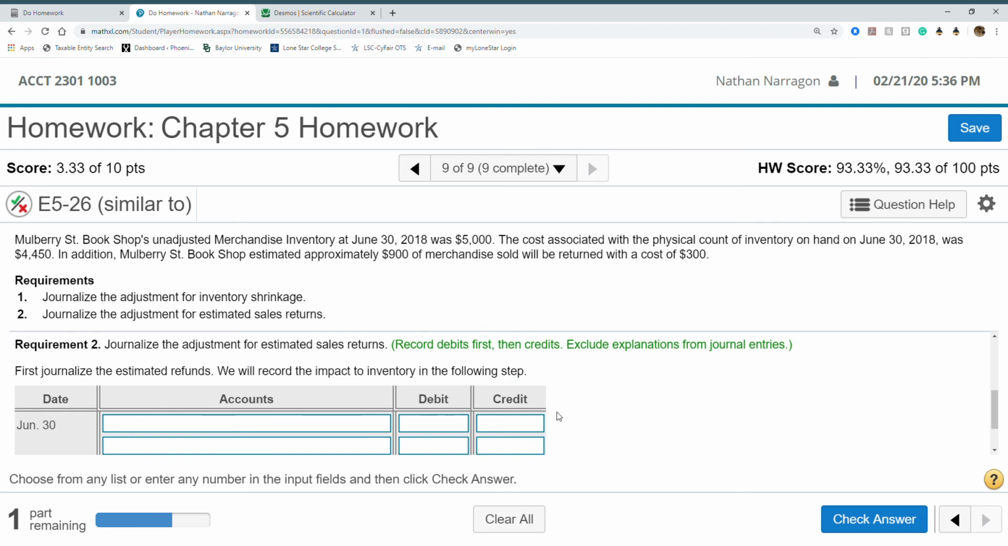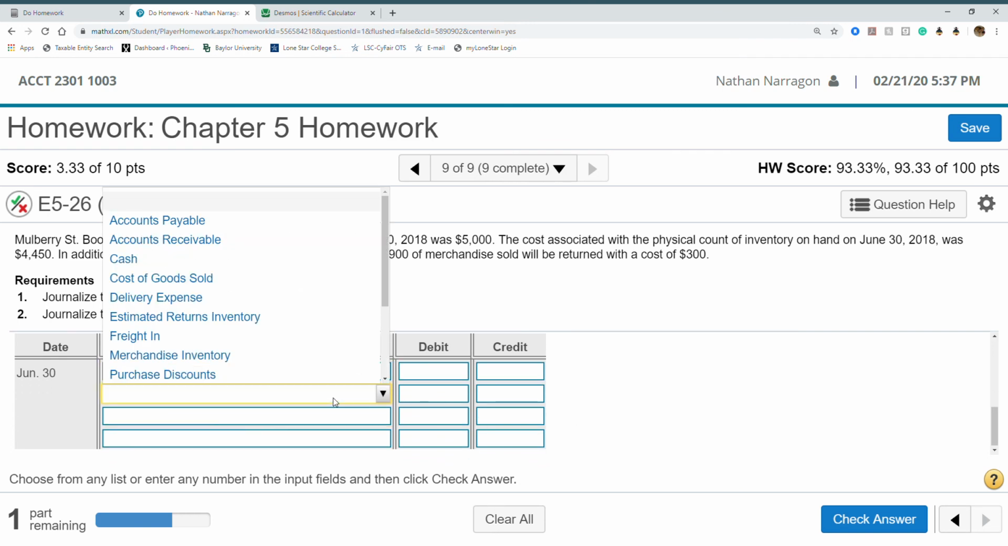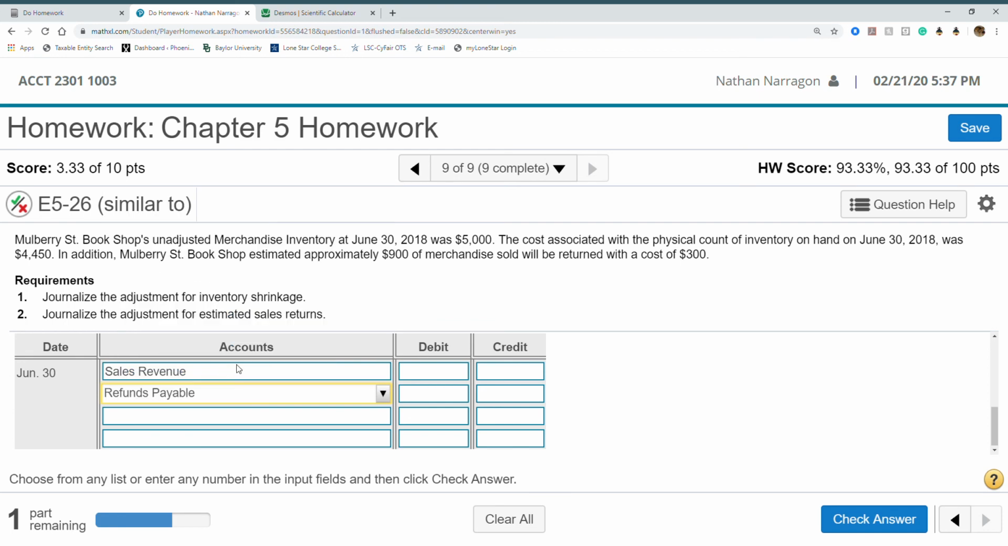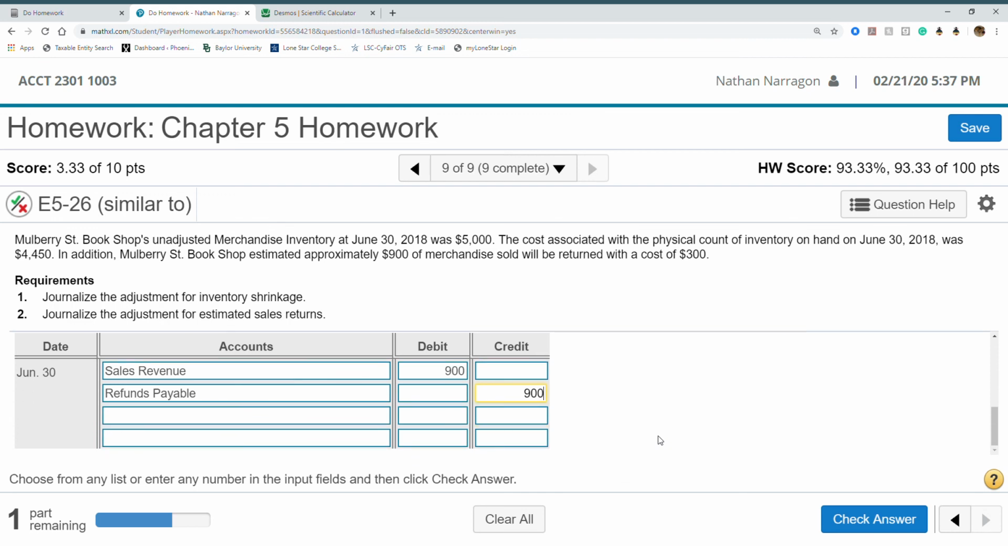Okay, now we need to journalize the estimated refunds. Okay, this is where we start up our payable. Okay, so first off, sales revenue, and where's that? There it is. Refunds payable of 900. Because they've already figured out the approximate. We don't have to figure that out. So there's the refund.